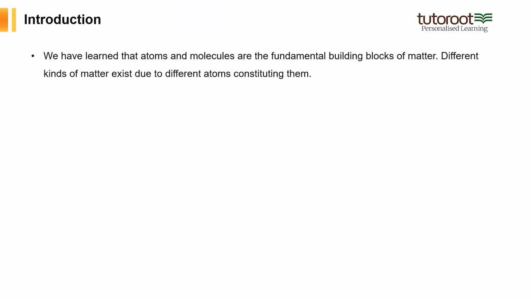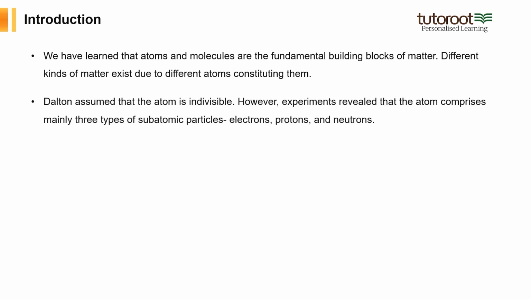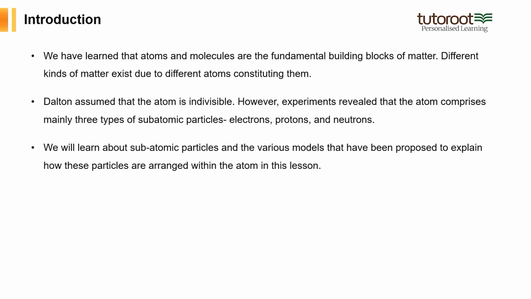So we have learned that atoms and molecules are the fundamental building blocks of matter. Different kinds of matter exist due to different atoms constituting them. Dalton assumed that the atom is indivisible. However, experiments revealed that the atom comprises mainly three types of subatomic particles, which are electrons, protons, and neutrons. We will learn about subatomic particles and the various models that have been proposed to explain how these particles are arranged within the atom in this lesson.